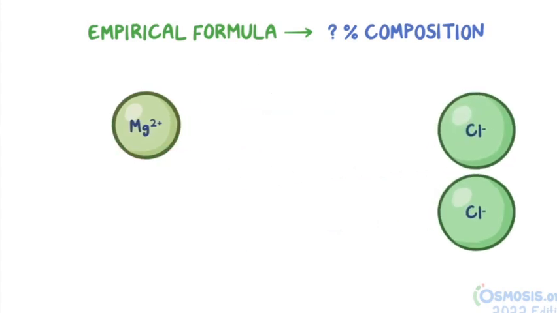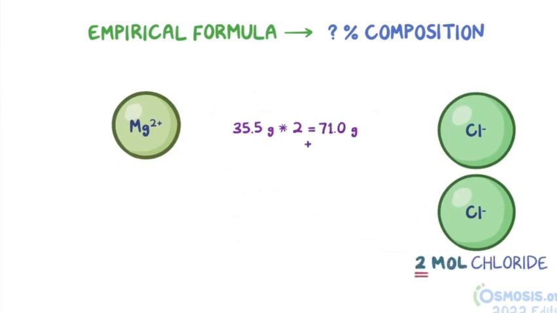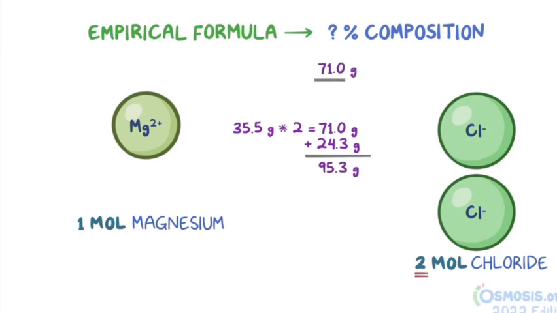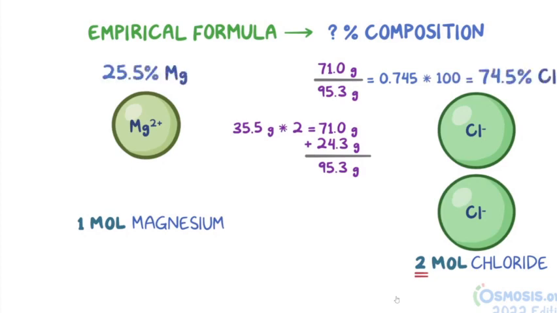That means that 1 mole of MgCl2 has 71 grams per 2 moles of chloride and 24.3 grams per mole of magnesium. And so, the total mass of 1 mole of MgCl2 is 95.3 grams. Now, if we divide the mass of chlorine by the total mass, which is 71.0 grams divided by 95.3, then we get 0.745. Multiply by 100 to get a percentage. So, magnesium chloride is 74.5% chlorine by mass and 25.5% magnesium by mass.